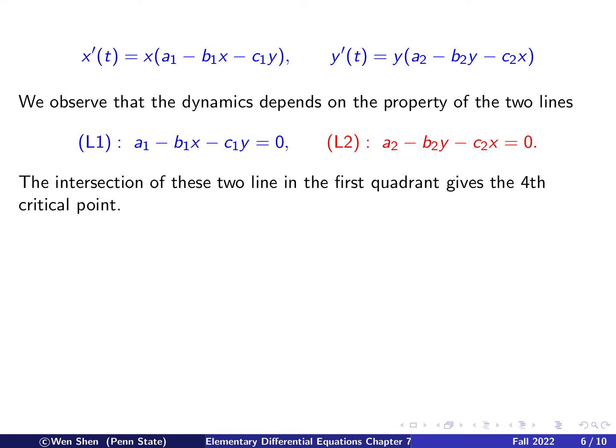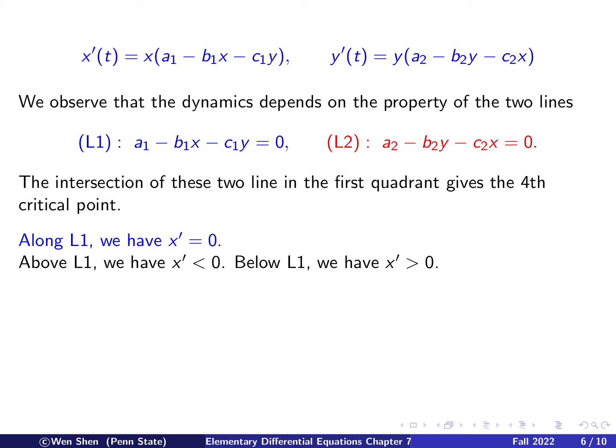So geometrically, when both of the equations are satisfied, then the solution becomes the coordinate of the intersection point of these two straight lines in the first quadrant, if it shall happen. And that will give us the fourth critical point.